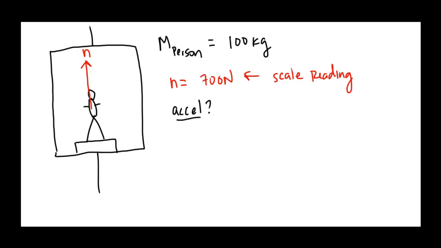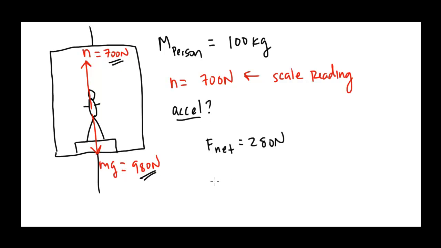Okay, well, how do I approach this? I know that the normal force is 700 newtons. And I know that this person has a weight, mg, downwards, which is 100 times 9.8 or 980 newtons. So I know that the net force, F net, is going to be 980 minus 700 or 280 newtons. That's this force minus this force, which gives me 280 newtons.